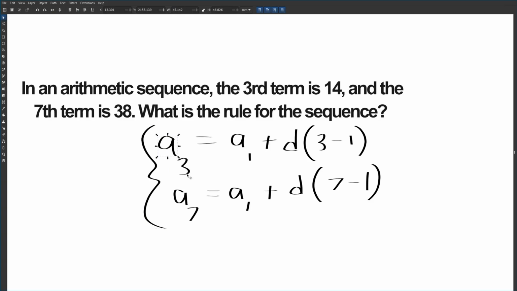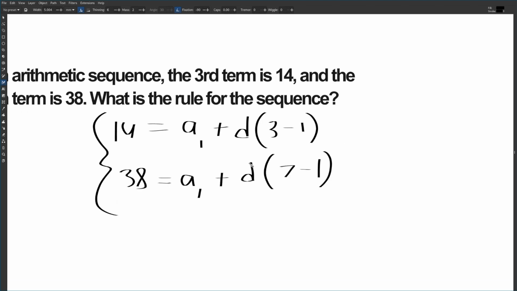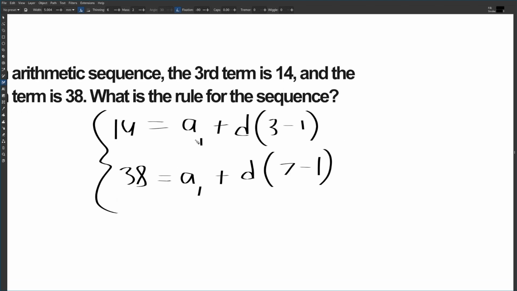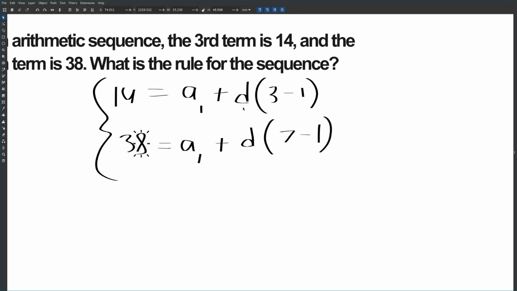Let's replace a of 3 with what they told us it's equal to. a of 3 is 14, and the seventh term is 38. If you're uncomfortable with this a1 and d, you could just replace them with x and y if you're familiar with that. Let's keep simplifying this further. 3 minus 1 is 2, so this turns into 2d.